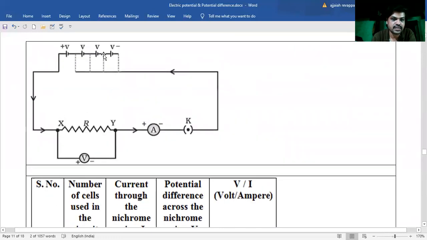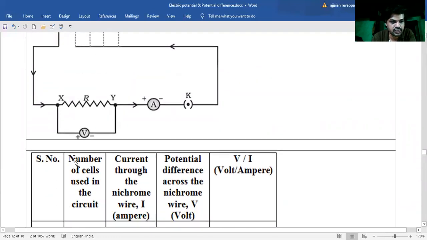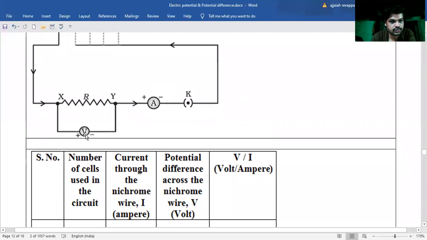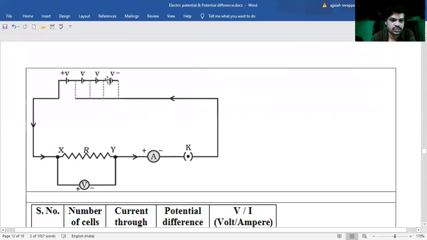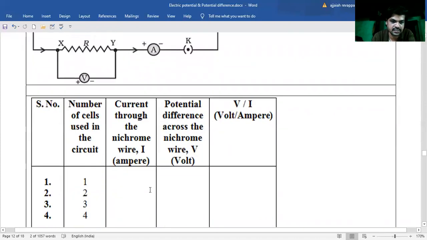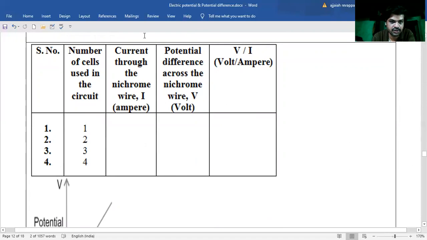So then you connect the third cell, do the same thing. Take the voltmeter and ammeter readings, note them down in the tabular column, record them. Then connect the last cell, the fourth cell, and record the voltmeter and ammeter readings. So that completes your observation part.